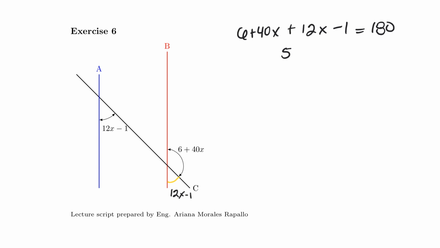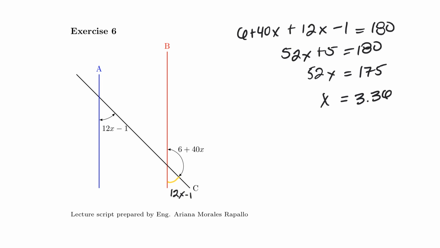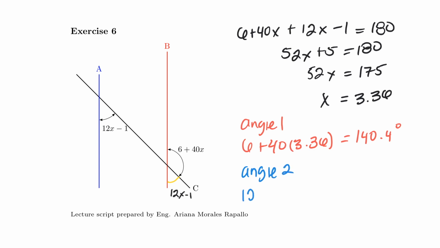So we have that 52x plus 5 is equal to 180 degrees. 52x is equal to 175. X is equal to 3.36. Okay, so having the value of x, we can define the value of all the angles. So angle 1 will be 6 plus 40 times 3.36, which is equal to 140.4 degrees. For angle 2, we have 12 times 3.36 minus 1, which is equal to 39.32 degrees. So this angle right here is 39.32 degrees.